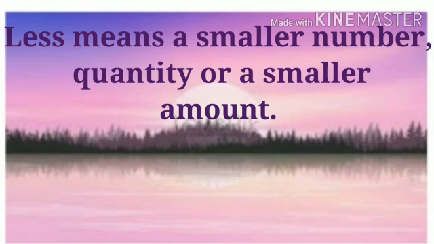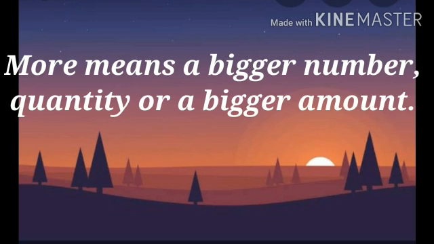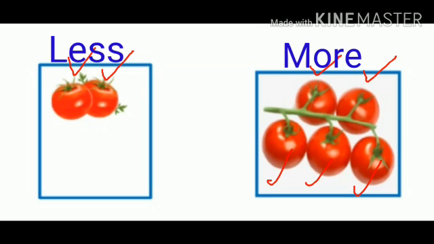Less means a smaller number, quantity or a smaller amount. More means a bigger number, quantity or a bigger amount. For example, in the first box, we see only 1 and 2 tomatoes. While in the second box, we see 1, 2, 3, 4 and 5 tomatoes. Number 2 is smaller than 5. So this is less and this is more.